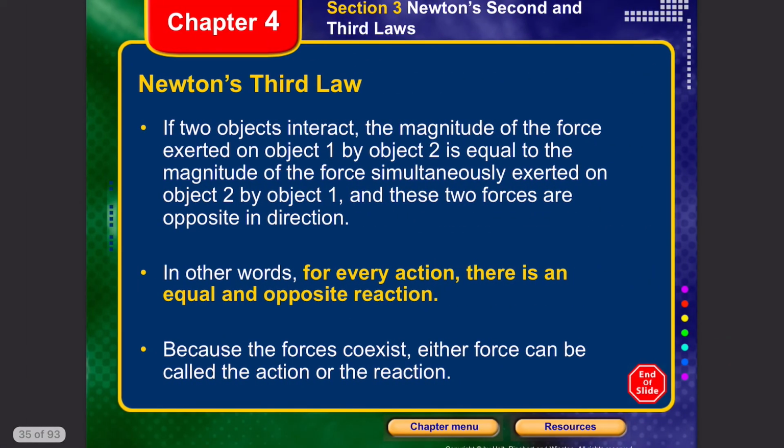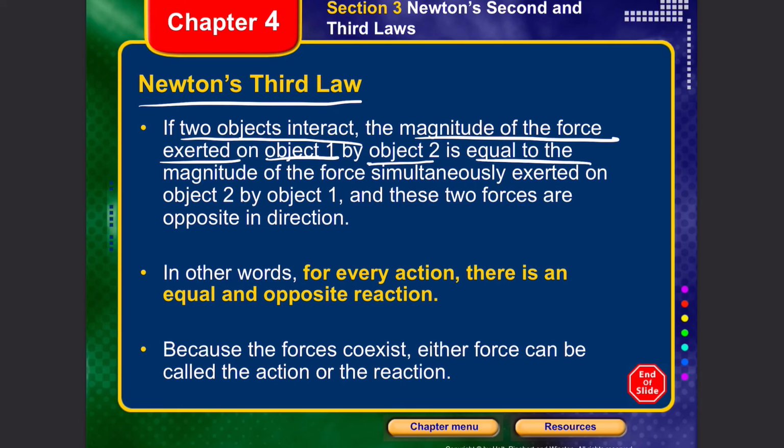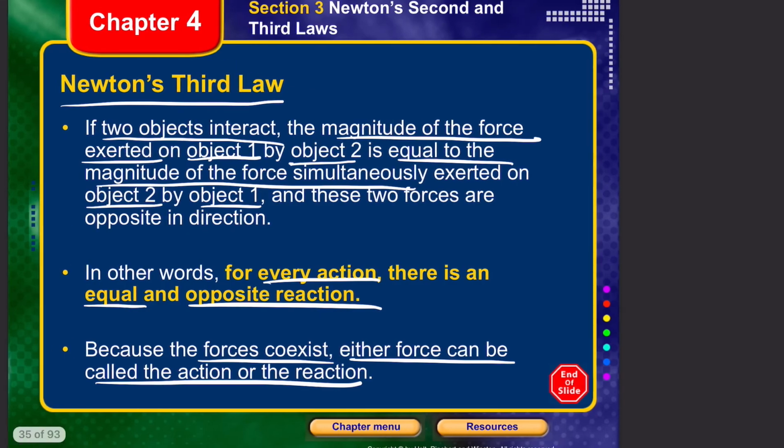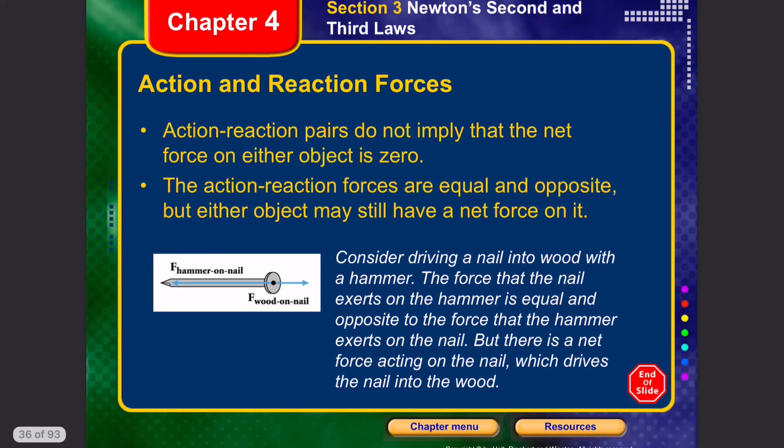Next, let's enter into Newton's third law. What does Newton's third law state? It states that if two objects interact, the magnitude of force exerted by object 1 on object 2 is equal to the magnitude of force simultaneously exerted by object 2 on object 1. In simple words, every action will have an equal and opposite reaction. Because these forces coexist, either force can be called the action or the reaction. That's why we use the term action-reaction pair to refer to the forces acting here.